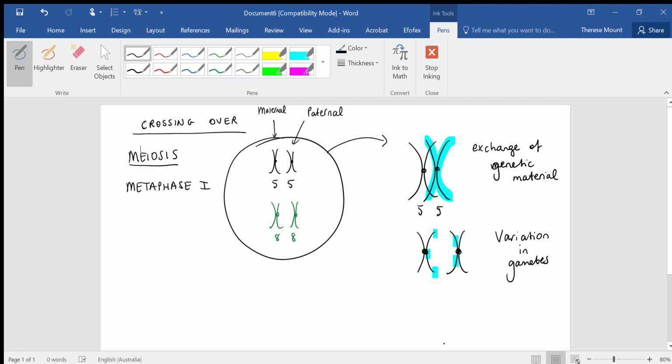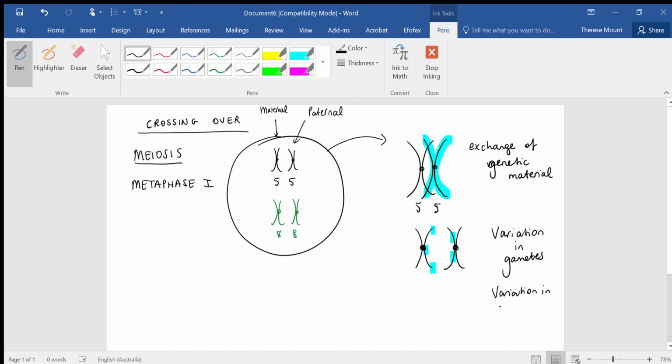So each of my gametes are going to be slightly different to one another, and this is what leads to variation in offspring, so children. So this whole process of crossing over explains why siblings are different, because we get this recombination of genetic material. So each of my eggs are slightly different to one another, and so that's why none of the offspring that a woman has are the same.